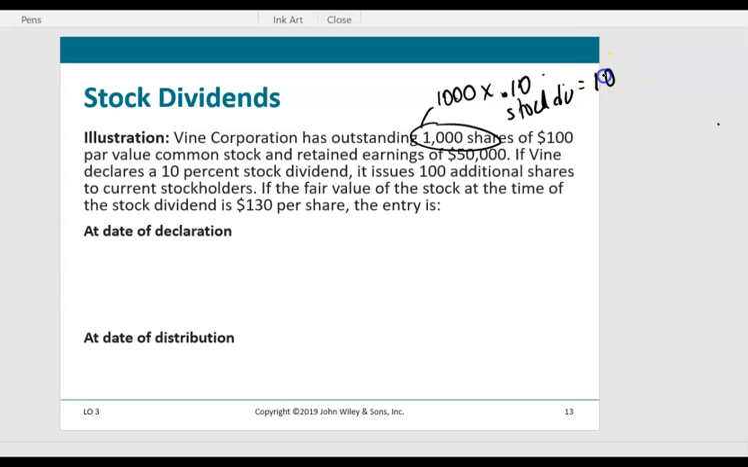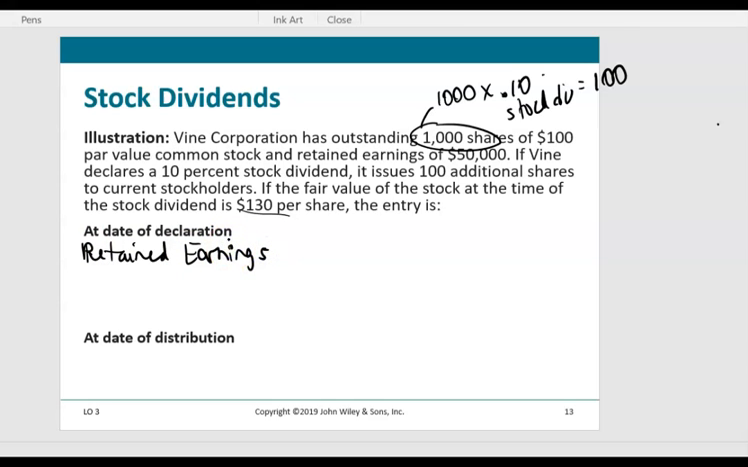So we're giving out an additional 100 shares. If the fair value at the time of the stock dividend is $130 per share of stock, what is the entry? The date that the dividend is declared is going to be a few days before the date of the actual distribution. So on the declaration date, the company is going to decrease retained earnings. Sometimes we call this a transfer out of retained earnings and into the common stock account.